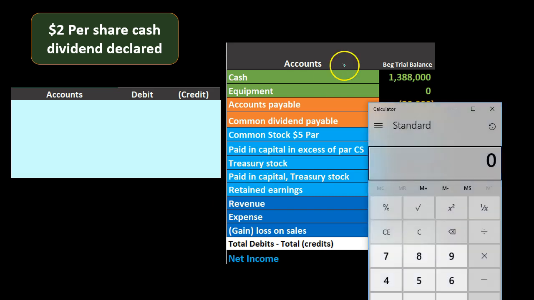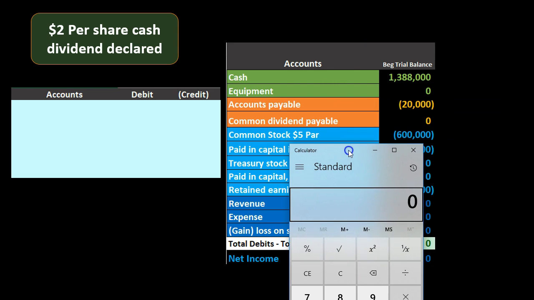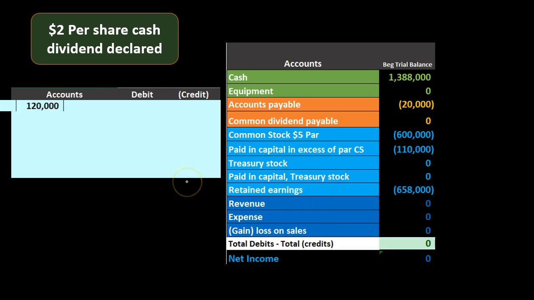So to record the transaction, we need first to know, well, how many stockholders are there? And we can see that here, if there's a par value on the trial balance. We can say, okay, there's 600,000 recorded in the common stock, divided by the par value, $5, there's 120,000 shares then. And we're going to give $2 per share, so we'll multiply that times 2, and that gives us the $240,000. So that's going to be the dividend that we are going to pay out.